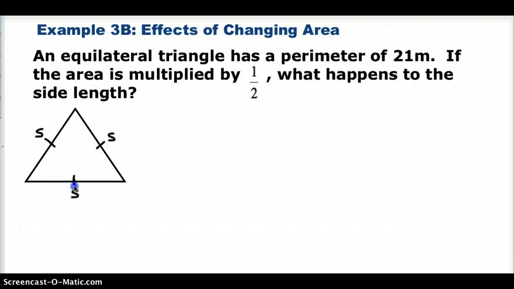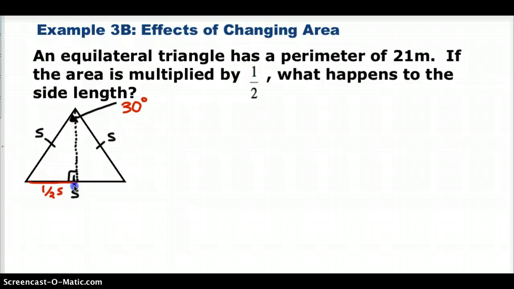So if I bisect this angle right here, that would mean, first of all, this is a 90-degree angle. It would also mean that this angle right here is 30 degrees. And it also would bisect this opposite side, meaning that this length right here is 1/2 times s, or 1/2 of whatever that side length is.